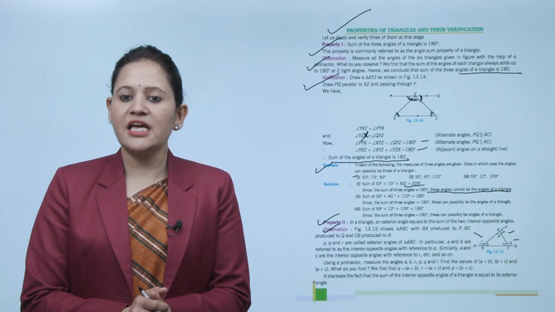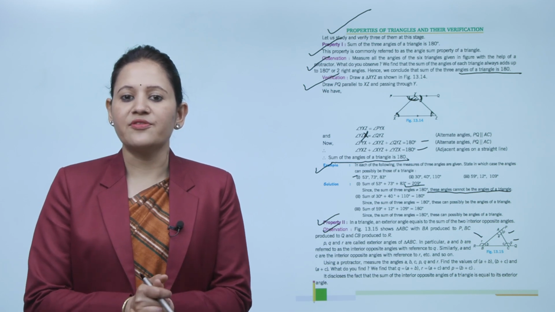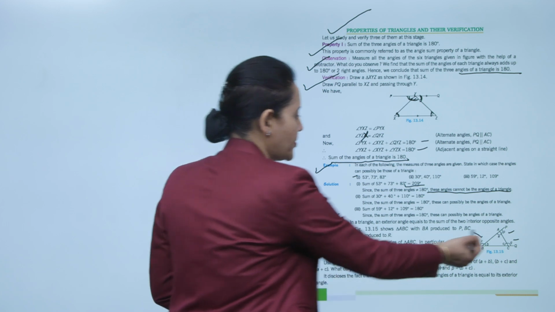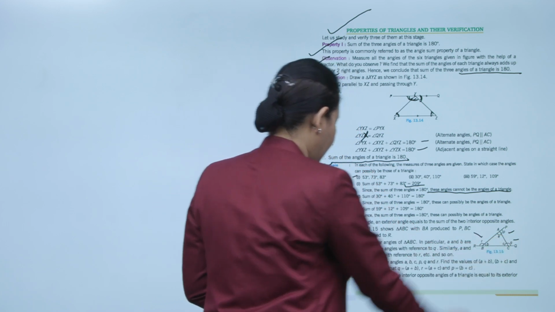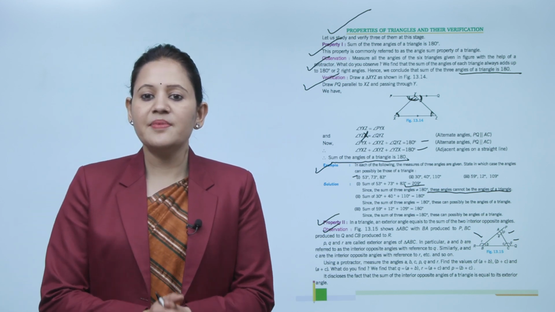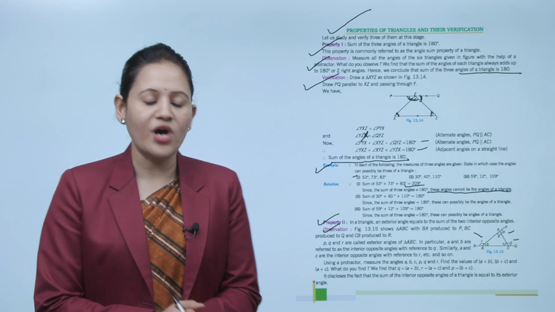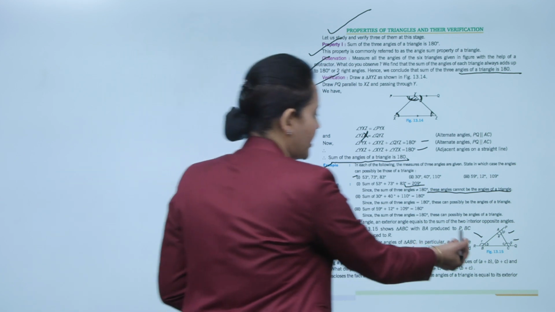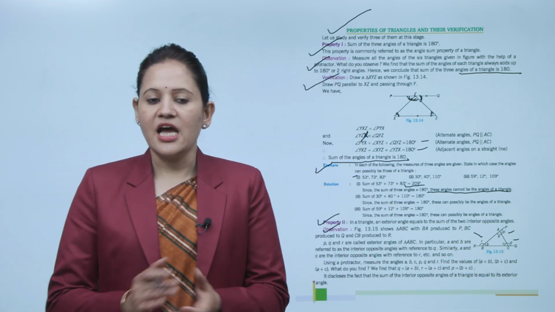In particular, A and B are referred to as the interior opposite angles with reference to Q. With reference to Q, the two interior opposite angles are A and B. Clear? Similarly, A and C are the interior opposite angles with reference to R. With reference to R, A and C are the two interior opposite angles, and so on.